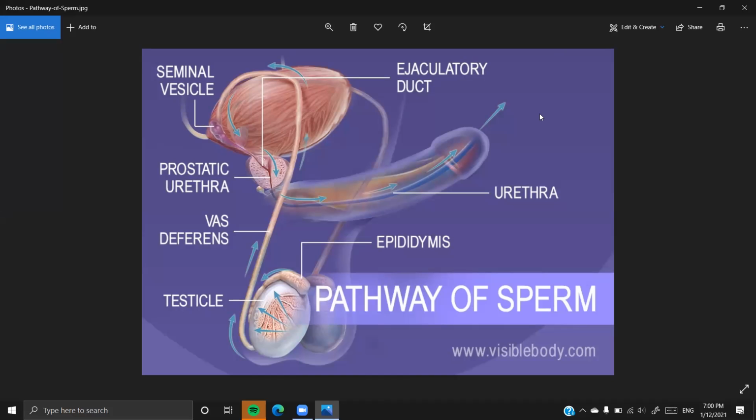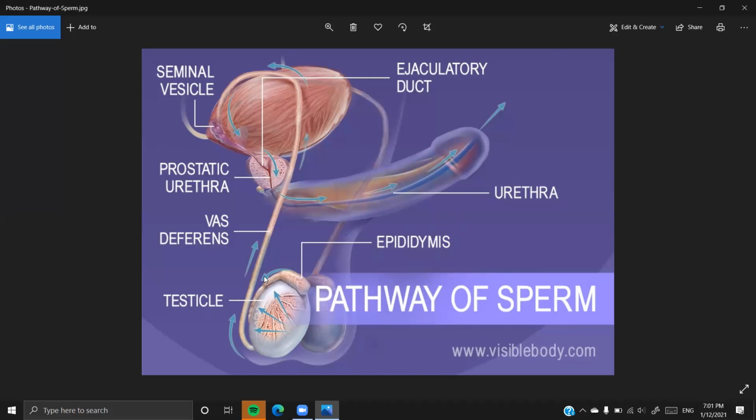In this video today we are going to learn about the internal genitalia of the male reproductive system. As you can see on the screen here, the internal genitalia includes this pair of testes in the scrotal sacs. You can see the structure here which is called the epididymis, and you can even see the long spermatic cord.